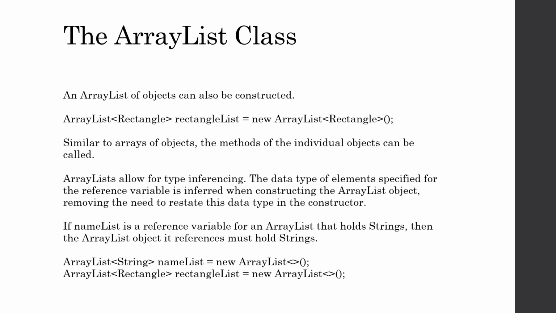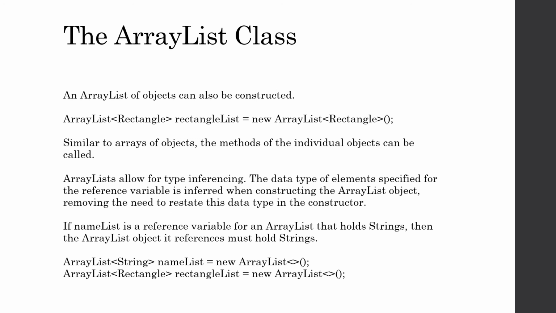One other thing I'll take a quick look at is going to be type inferencing. So array lists allow for type inferencing. This means that the data type of elements specified for the reference variable is going to be inferred when constructing the array list object. This is basically a fancy way of saying that you've already stated what the data type of the items is going to be whenever you were making your reference variable. So the only type of array list that that reference variable is going to be any good for is an array list whose items match up with the variable's items. So because of this, you don't have to restate that data type in the constructor.